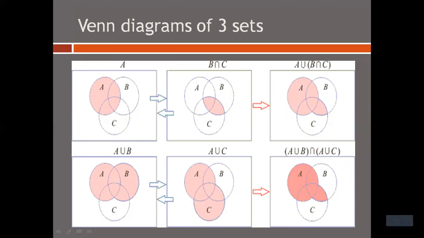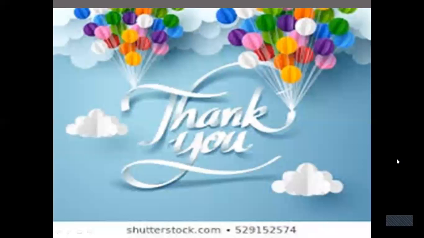Now see the second part of the figures. In the first figure, A union B, A and B are completely shaded. In the second figure, A and C are completely shaded. Now in the third figure, A is completely shaded and the common part of the two shaded regions is shaded. So (A union B) intersection (A union C) is the third figure. When you observe both third figures, both are the same. So we can conclude that A union (B intersection C) is equal to (A union B) intersection (A union C). So children, with this we come to an end of this chapter, that is sets.